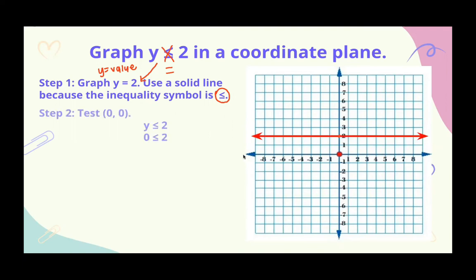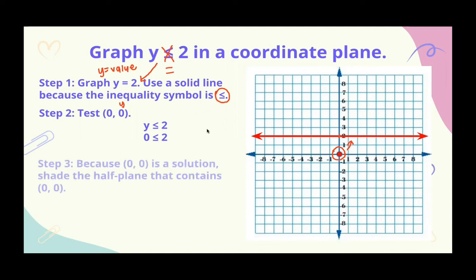And now you can move on to your second step, which is to test a point. Now, again, it's very convenient to test 0, 0 when it doesn't fall on the boundary line. As we can see on the graph, 0, 0 does not fall on y equals 2, so we're free to test it in our inequality. Now you would just plug in the y value 0 into your inequality, and that would give you 0 is less than or equal to positive 2. Now evaluate whether that is true. 0 is less than or equal to 2, so it is a solution.